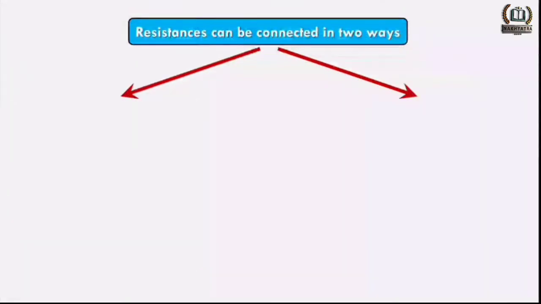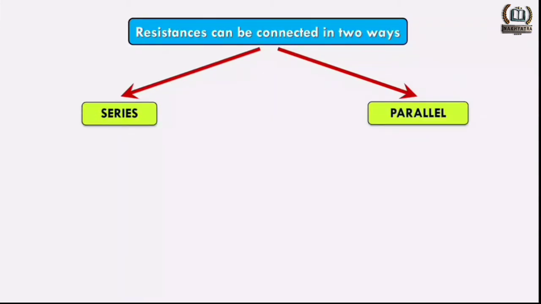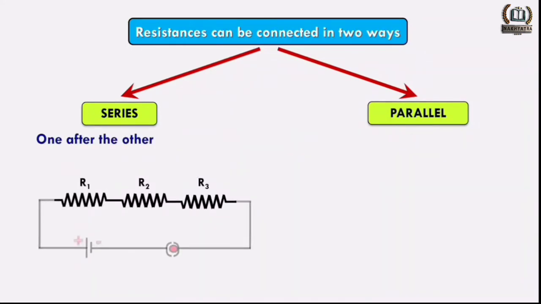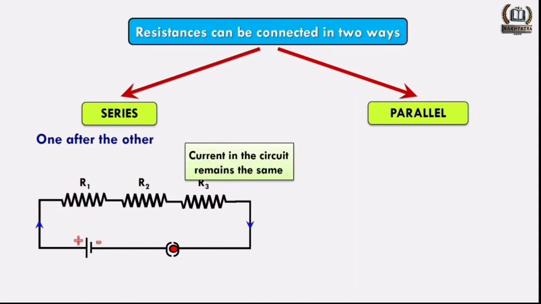Next, resistance can be connected in two ways. The first one is series, and the second one is parallel connection. See here, in the circuit, the resistors are connected one after another, like R1, R2, R3. The current in the circuit remains the same. There is no change of current in a series connection.